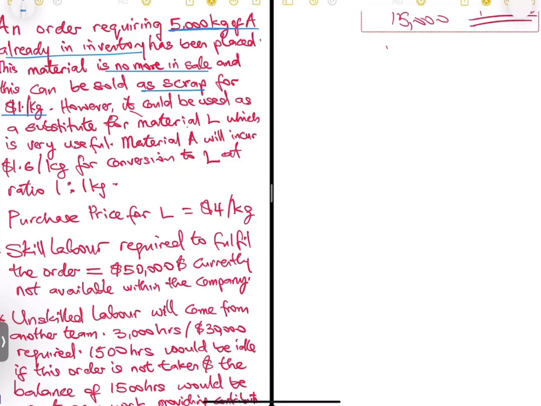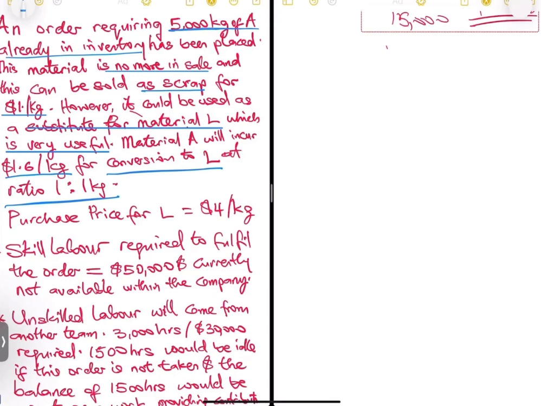However, it could be used as a substitute. So it cannot be sold as it is. However, it can be sold as a scrap for $1 per kg or as a substitute for material L, which is very useful. So material L is useful, and that means that we can substitute that material A to make material L. So material A will incur $1.6 per kg for conversion to L at ratio 1:1.